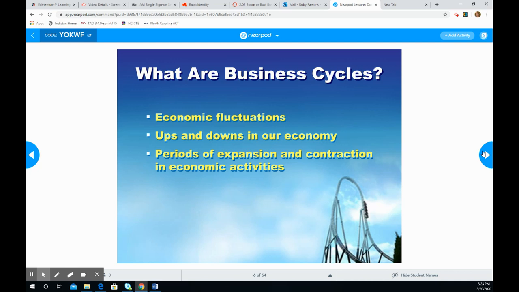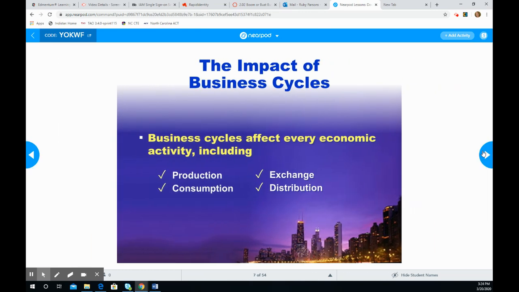They could be economic fluctuations where something goes up, something comes down, the ups and downs in our economy, or periods of expansion and contraction in economic activities. The impacts that business cycles have on us: business cycles affect every economic activity. They affect production, the consumption when we buy something, the exchange of goods and services, and the distribution.